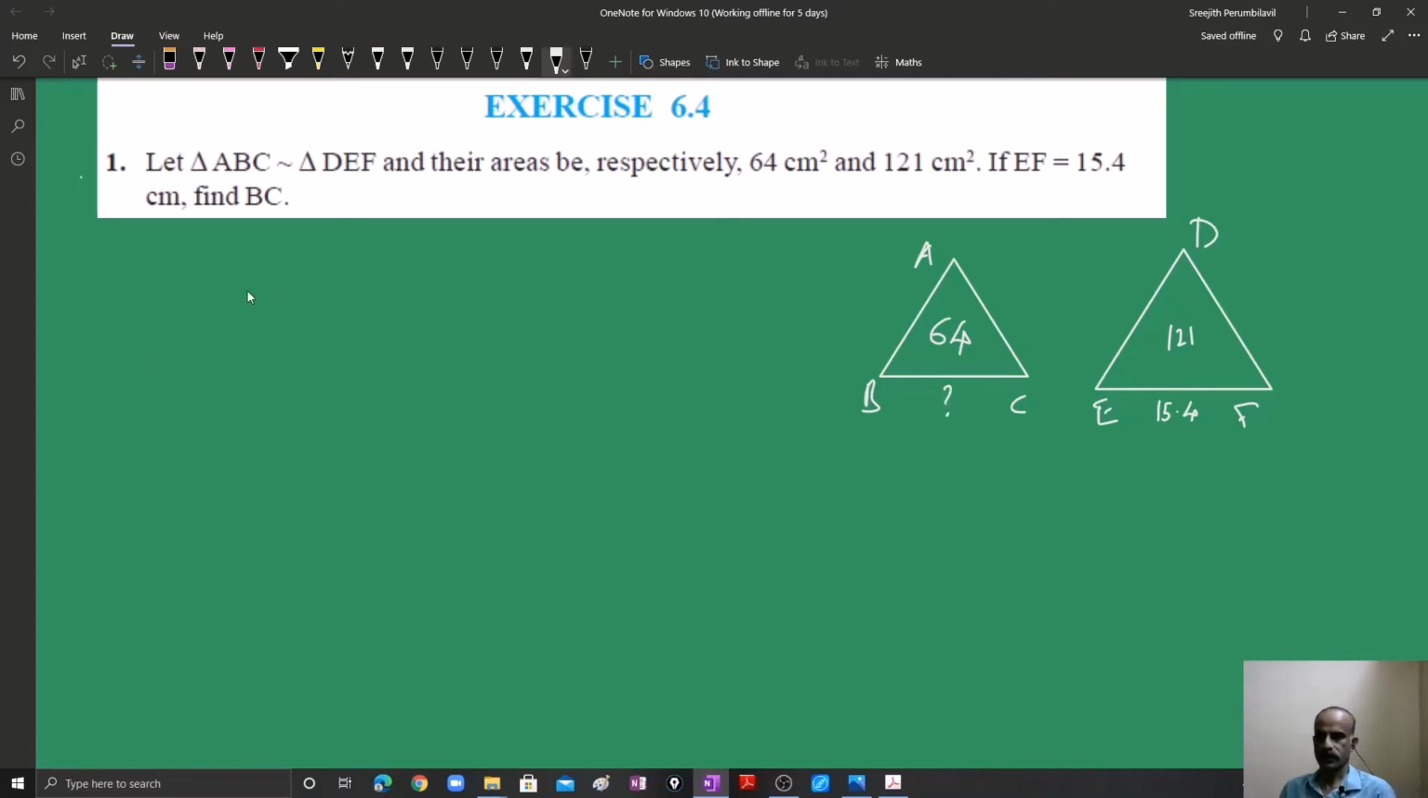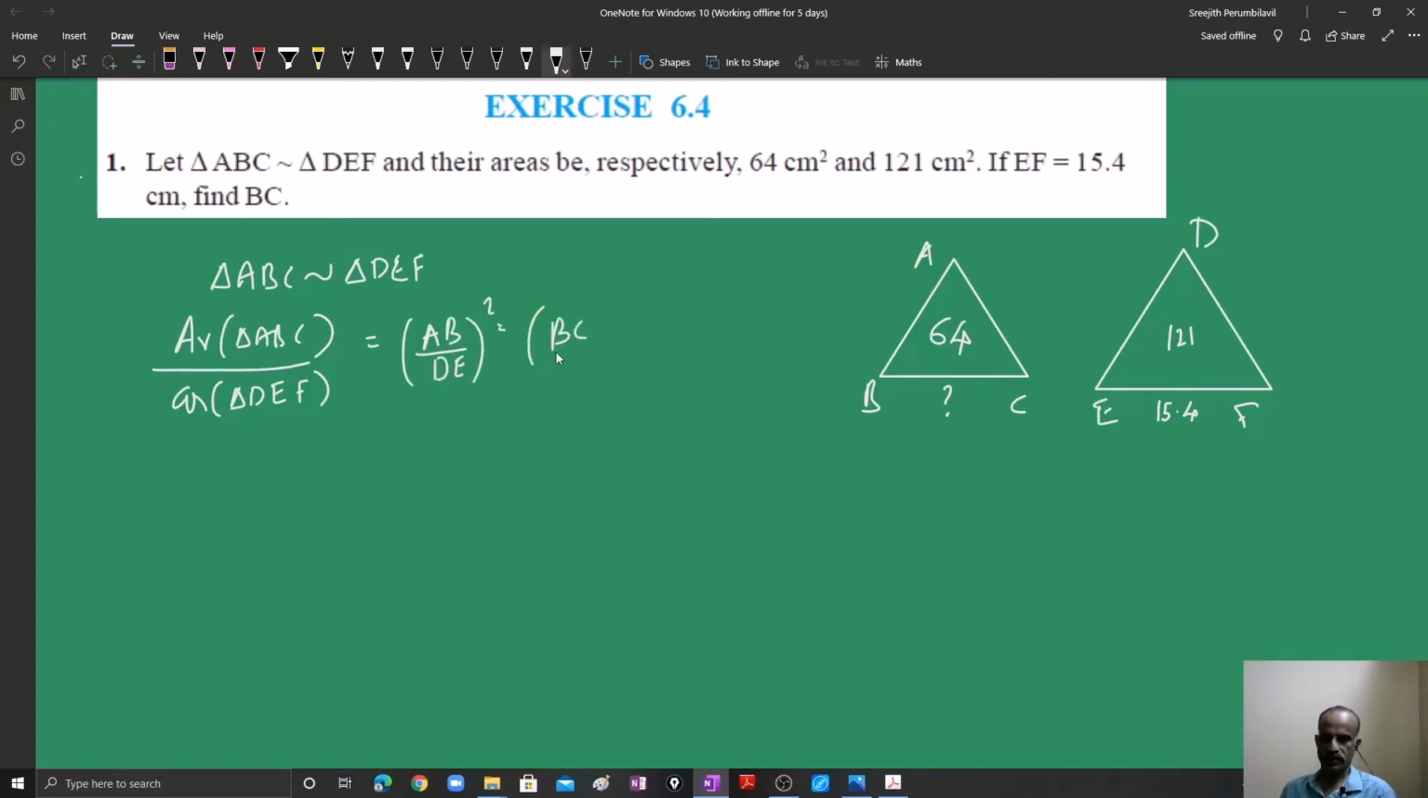This is the question. So triangle ABC is similar to triangle DEF. Therefore, area of triangle ABC by area of triangle DEF is the same as the ratio of sides. Whichever side I can take, all the sides. AB by DE whole square is equal to BC by EF whole square is equal to AC by DF and all. I'm not going to pick all of them. I'll pick only this. This is equal to BC by EF whole square.